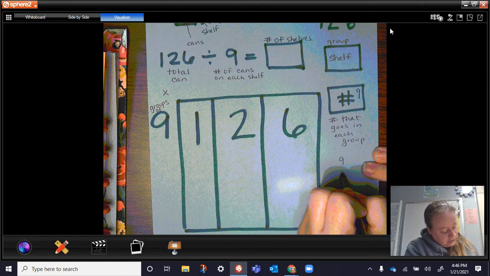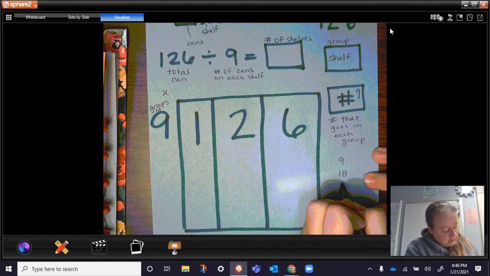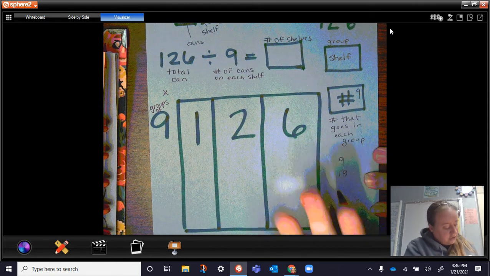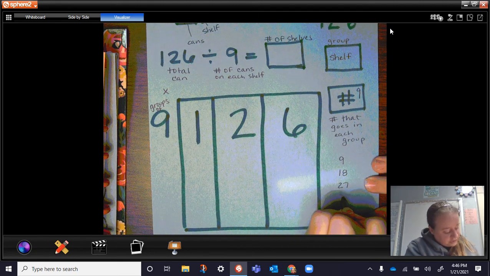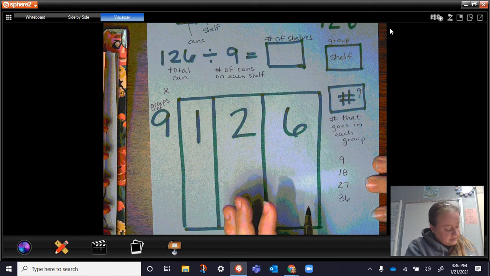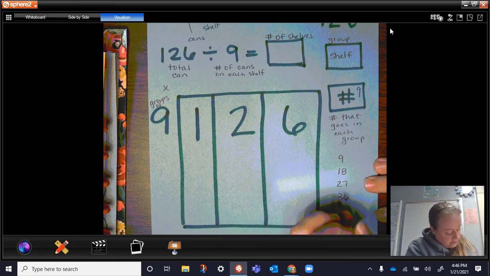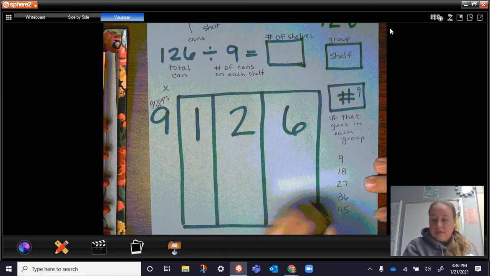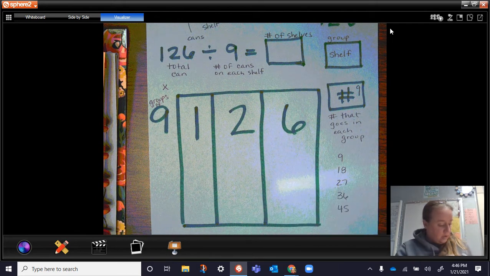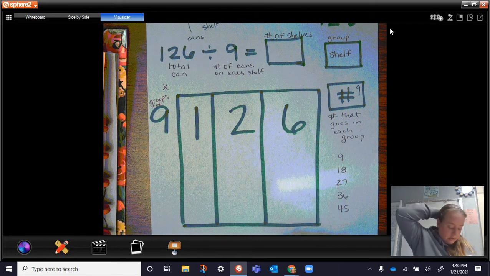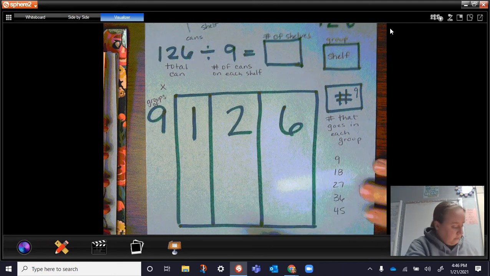So one group would be 9, 2 would be 18, 3. If I do 9 times 3, that's 27. 9 times 4 is 36. 9 times 5 is 45. All right, so I've got all of these groups of 9 here, and now I'm ready to divide. If I need more groups, I can always go grab more, but I think that'll be good.